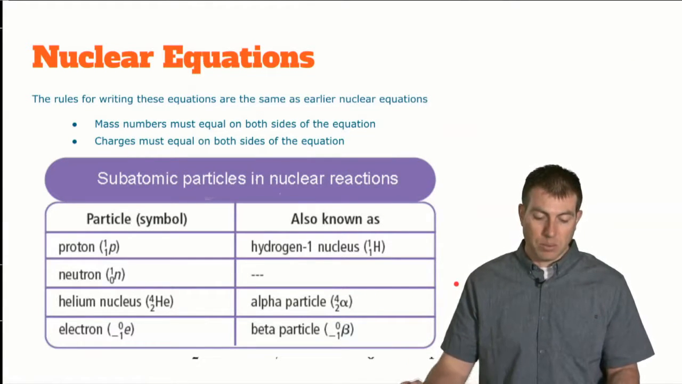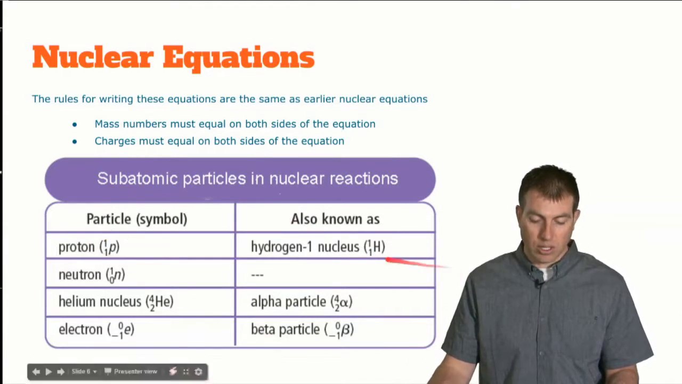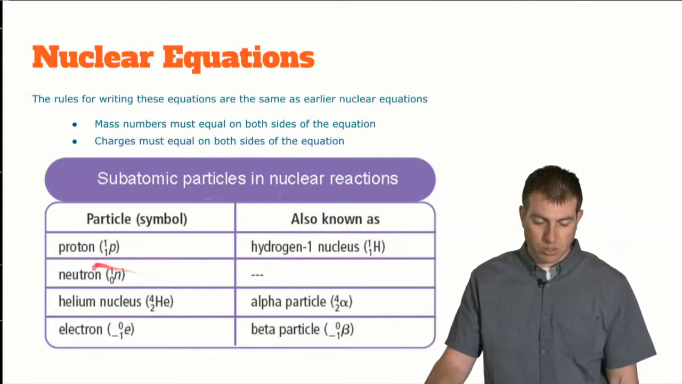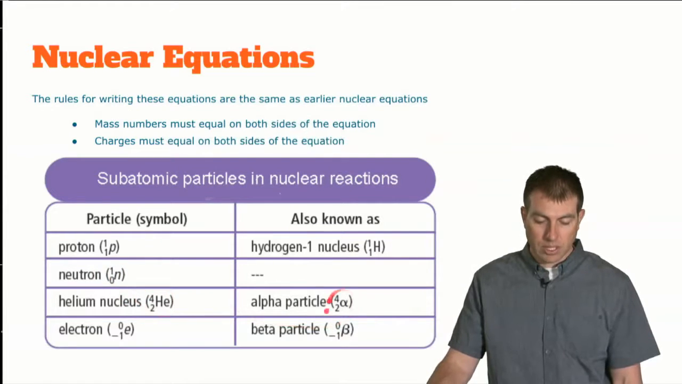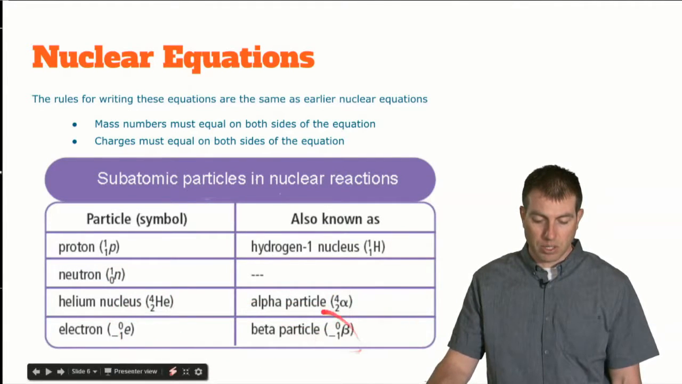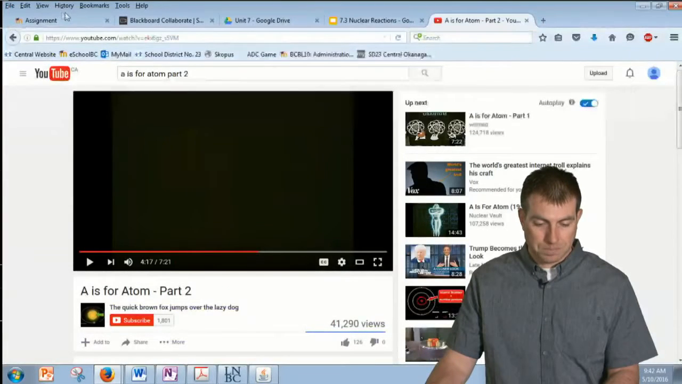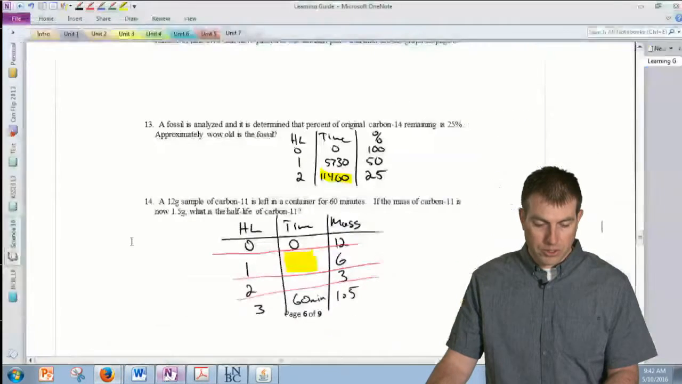And you can end up with all these things like a proton or a hydrogen nucleus. These are the same things. You can have a neutron, which is 1, 0, n, a helium nucleus or an alpha particle, an electron or a beta particle. These are all the same things. And they are found on your data booklet.